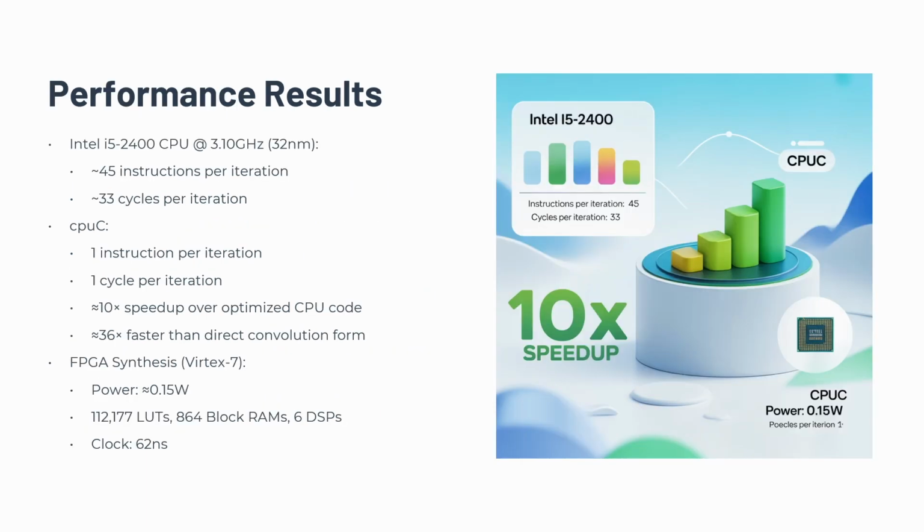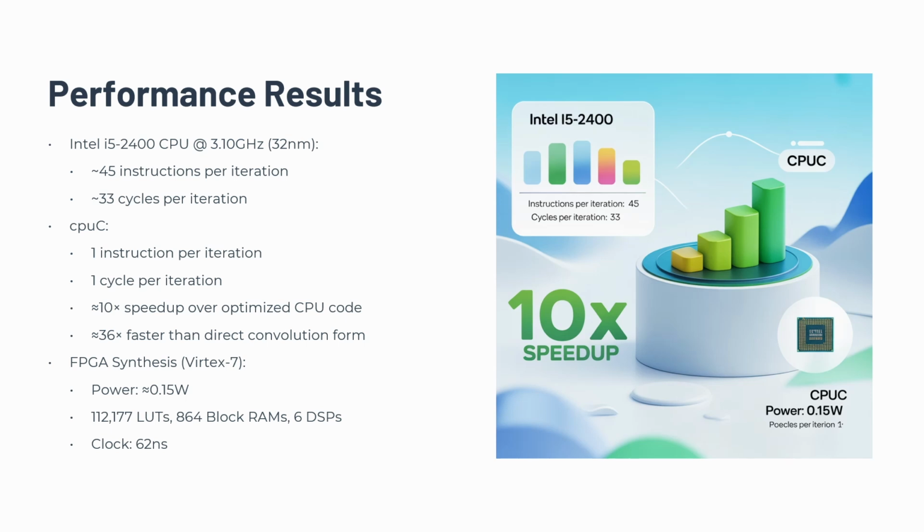We compared the convolution kernel running on a standard Intel i5 processor using optimized C code against our cpuC implementation. The CPU requires about 45 instructions and 33 cycles per iteration, while cpuC executes the same logical work in a single instruction and a single cycle. Assuming similar delay per operation, this translates to roughly a 10 times speedup compared to the CPU for the optimized version, and around 36 times faster than the straightforward convolution loop.